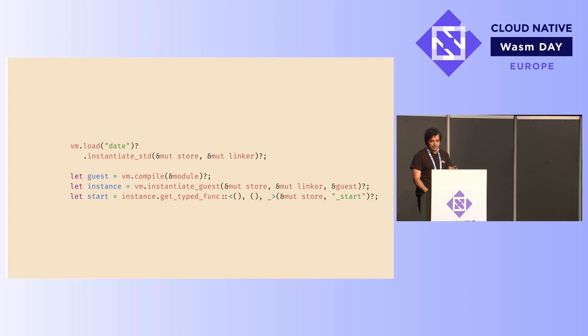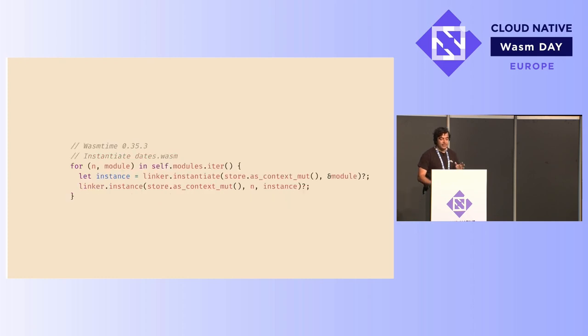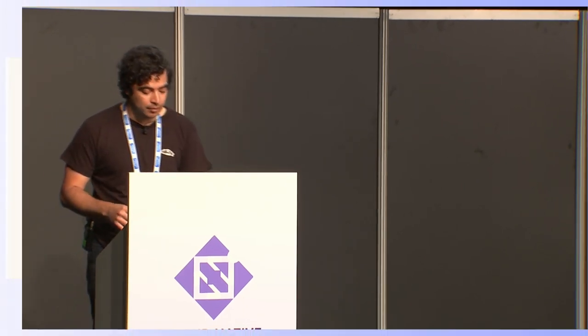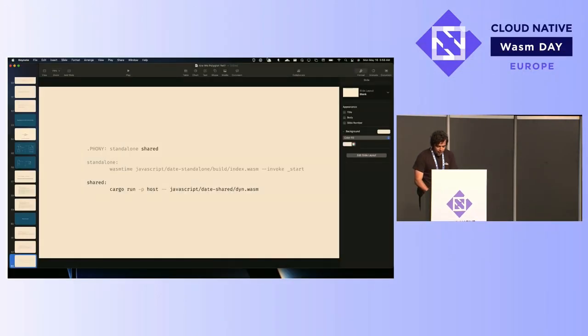So the important part here is the instantiate STD part, which basically looks like this. WASM time up until version 0.35.3 provided a way to instantiate a module and then register that instance as an instance that would be resolved if someone else asked for it. So in our case, if our JavaScript module asks for an instance that we registered, WASM time will be able to resolve that. So I have, again, in my makefile, a shared implementation, which is going to run our host crate and pass in the dynamically linked WebAssembly module. So let's take a look at that.